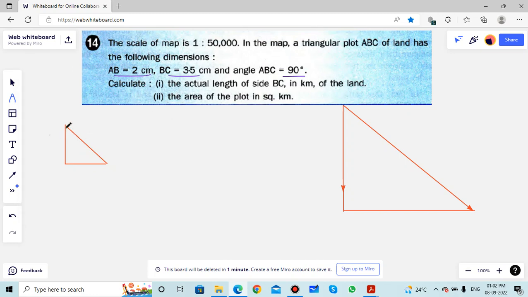Now this is 2 centimeter AB. Let me mark the angle. Angle ABC is, so this is angle B is 90 degree. This is 2 centimeter AB, right? So this is A, this is B, and this is C. And let it be A dash, B dash, and C dash. Why are we taking A dash, B dash, C dash? Because this is the one we have to find, the enlarged one. Clear?